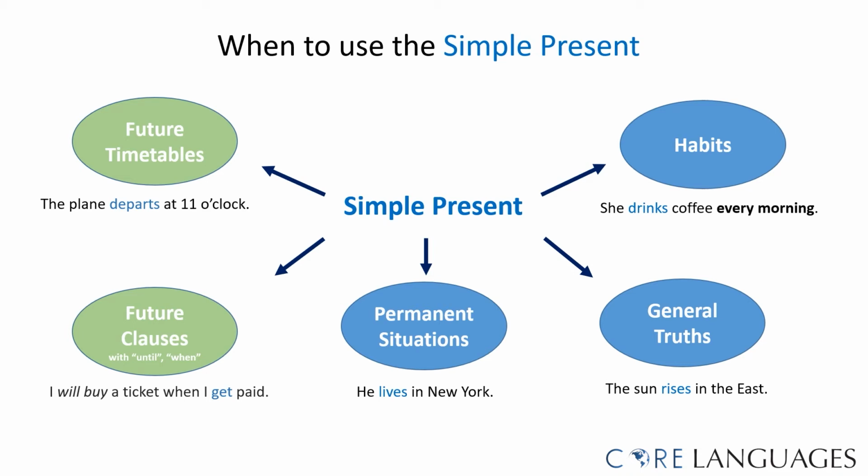Here are some words that are frequently used with the simple present. Every day, or every week, or every month. We also use the simple present with adverbs of frequency. Always, usually, sometimes, or never. We can also use the simple present in combination with the words until, when, once, or as soon as.